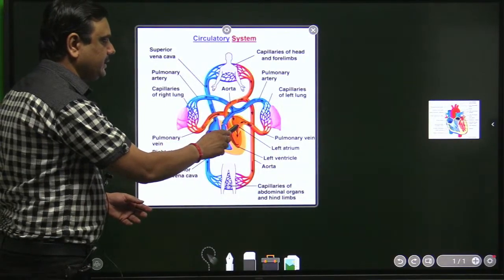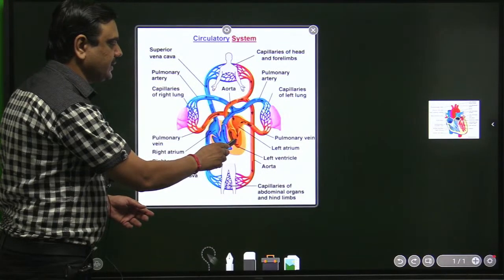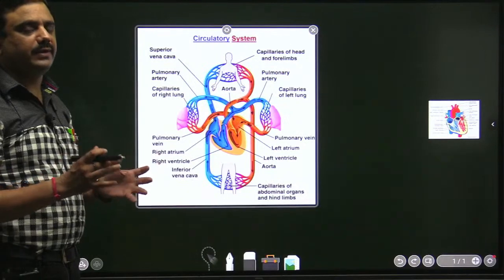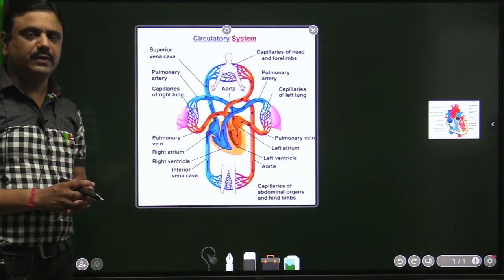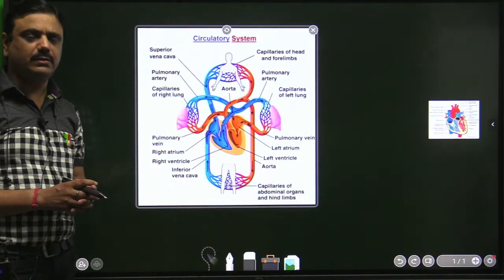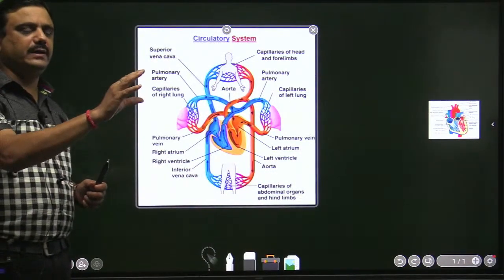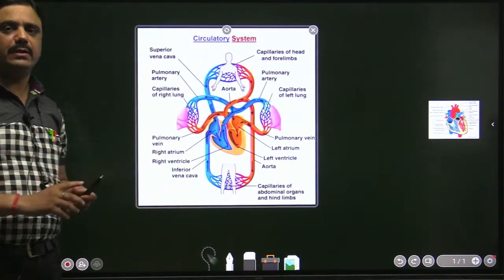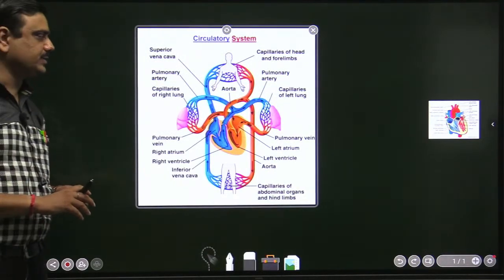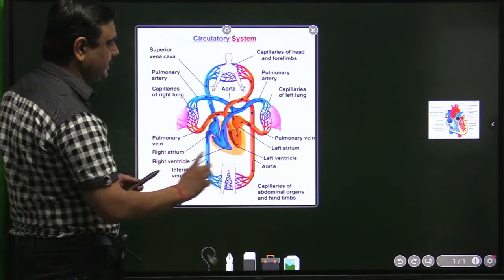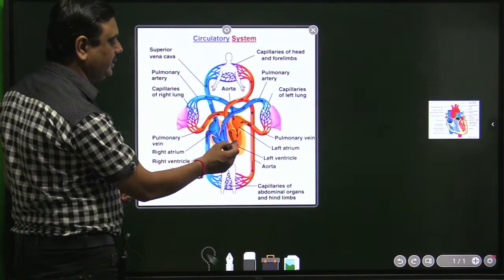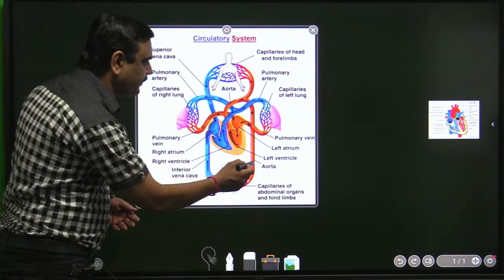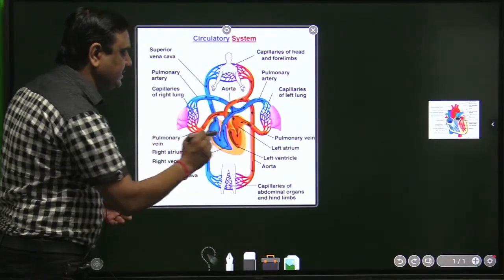From the left atrium, this oxygenated blood enters into the left ventricle, and this happens when the heart contracts. Our heart continuously shows a rhythmic contraction and relaxation, which we call a heartbeat. One contraction and then one relaxation is one heartbeat. During the contraction, the blood squeezes out of the heart. So during the contraction, the oxygenated blood from the atrium enters into the left ventricle, and from the left ventricle, through the aorta, it is supplied to the entire body.